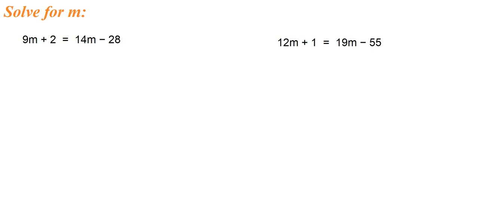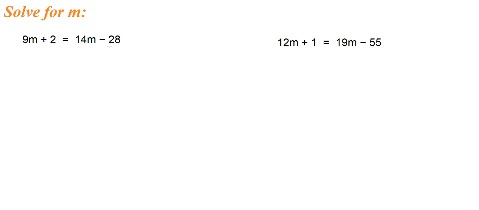Solve for m. So you can see here we've got two equations. We know they're equations because both of them have equal signs. And what we have to do is find out the value of m in both of these equations separately. So the first one, we have 9m plus 2 equals 14m minus 28.